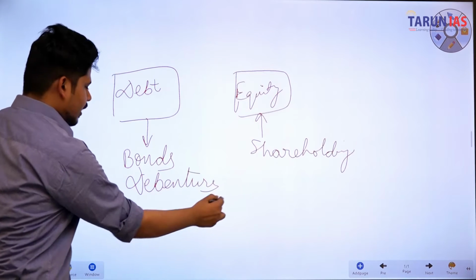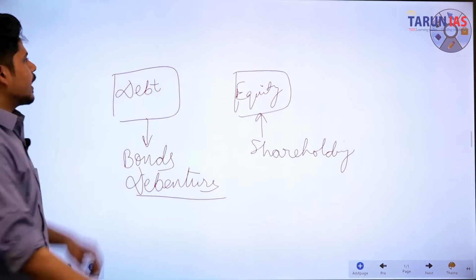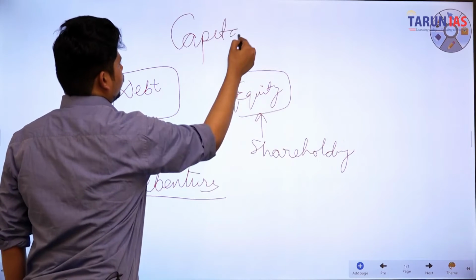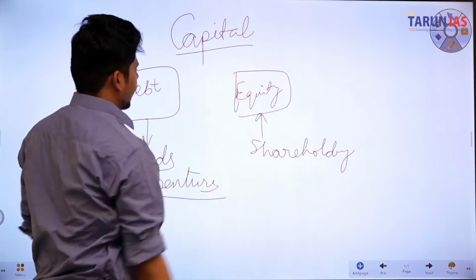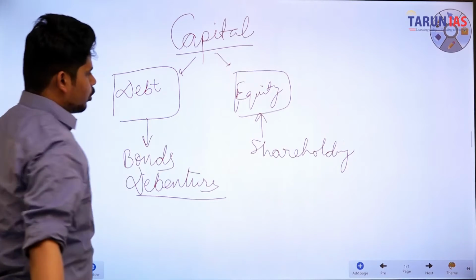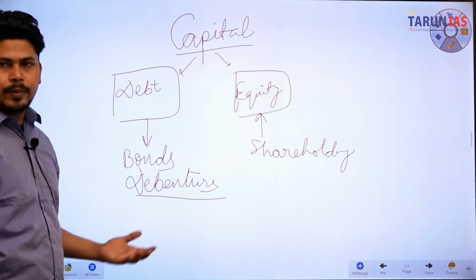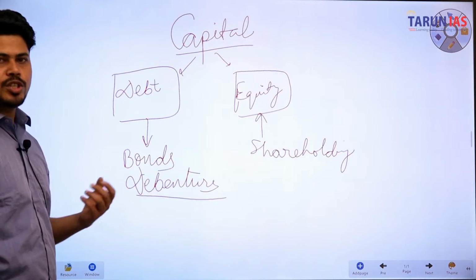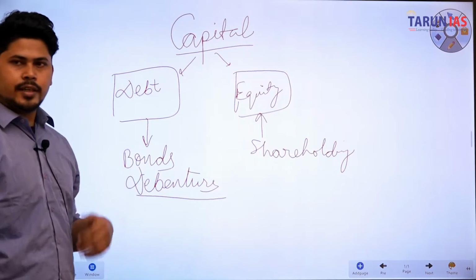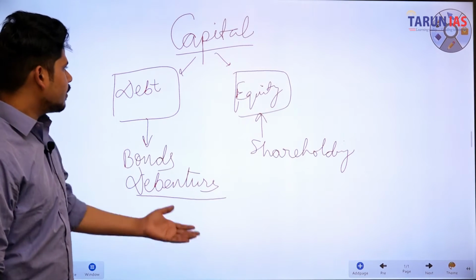Debentures are nothing but debt instruments, we call them debentures. So if you have to raise capital, you can do it basically in two forms: either through equity or through debt. So what are municipal bonds? Municipal bonds are a method of raising capital for municipalities or urban local bodies by issuing debt instruments.